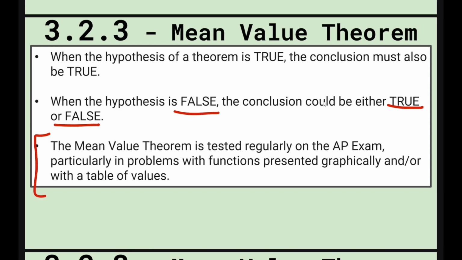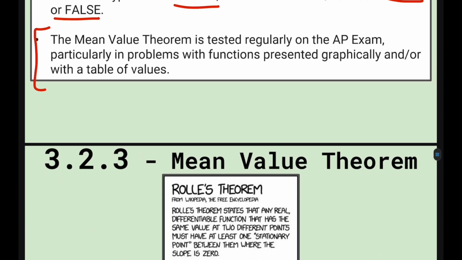So you have to understand this theorem forwards and backwards because sometimes you have to use it in a not so direct way. Sometimes it doesn't even use the word mean value theorem and you still have to solve it using mean value theorem. So it's not always clear. We're going to do a bunch of examples so this makes sense.